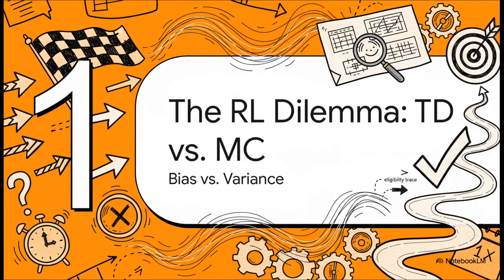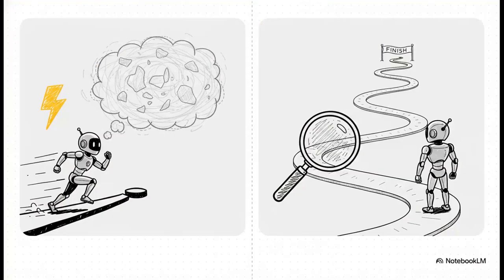All right, Section 1, the RL dilemma. TD versus MC. This really gets to the heart of a fundamental trade-off in learning, bias versus variance. So, on one side of the ring, you've got temporal difference, or TD learning. This is our fast learner. It updates its beliefs after every single step. It does this by bootstrapping, which is really just a fancy way of saying it takes a guess based on its current incomplete knowledge. It's super fast, but that guess could be completely wrong. That's what we call high bias.